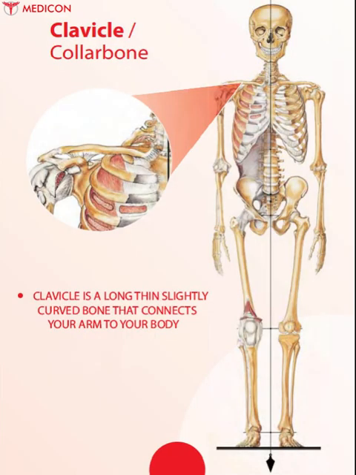Clavicle. Clavicle is also known as the collarbone. It is a thin, long, slightly curved bone that connects your arm to your body. It sits below your neck and is a part of the front of your shoulder. This bone connects your sternum in the middle of your rib cage to your shoulder blade, that is the scapula.